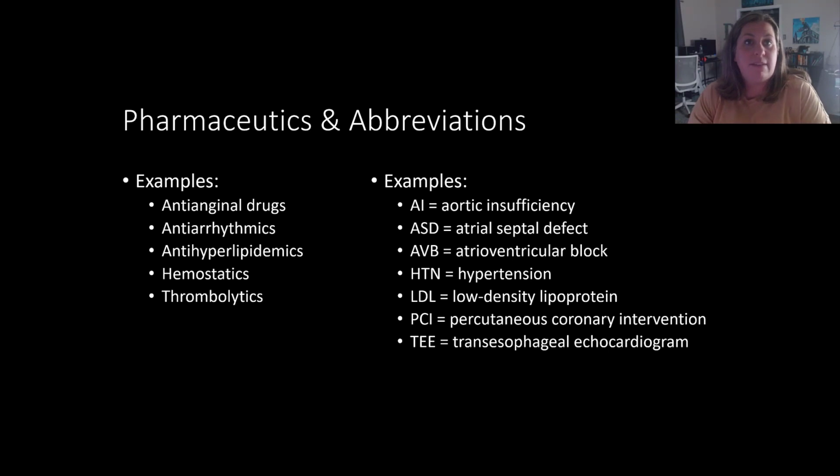Some examples of abbreviations: you have aortic insufficiency, AI. You have ASD, which is atrial septal defect. AVB is atrioventricular block. HTN is hypertension, so high blood pressure. LDL is low density lipoprotein. PCI is percutaneous coronary intervention. TEE is transesophageal echocardiogram. So transesophageal means we're going across the esophagus, doing the echo picture of the heart.